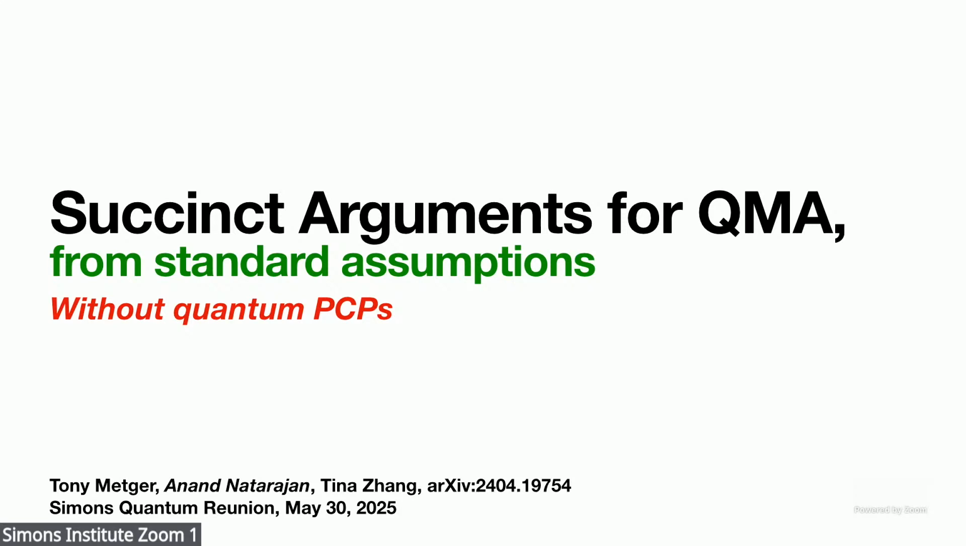Okay, yeah. All right. So the last talk of the workshop. It's a great pleasure to have Anand from MIT, who will give a succinct talk on some arguments for QMA. And the classical analog uses PCP. The quantum analog will not use quantum PCP, but it could have.